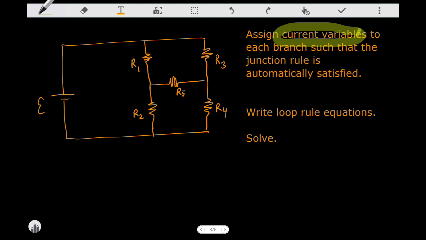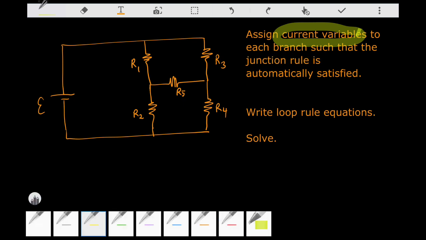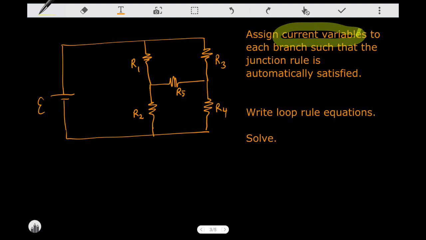So how can you do this? Let me do it like this. You usually start with a certain branch. Let's say I start with this one. I draw an arrow, and then I say that the current in that branch is equal to I. Right? So that also implies that the current in the lower branch, it is the same branch essentially, is I. So that's one of the unknowns.